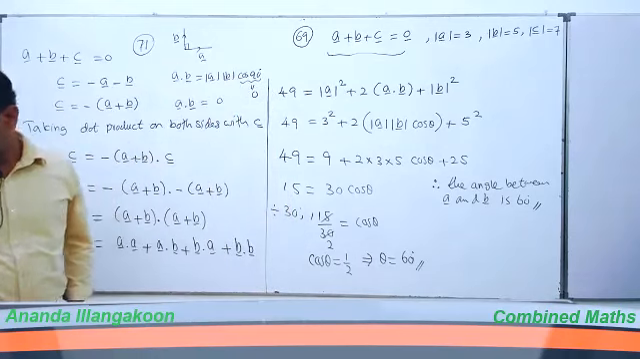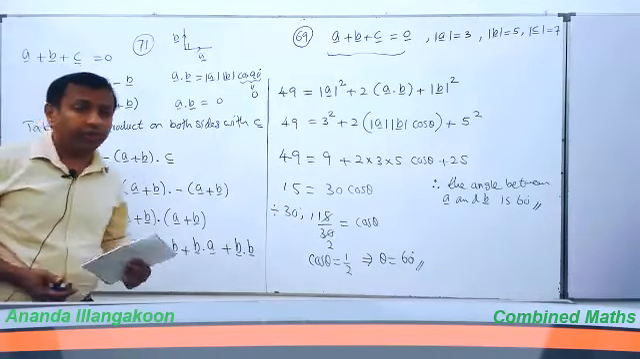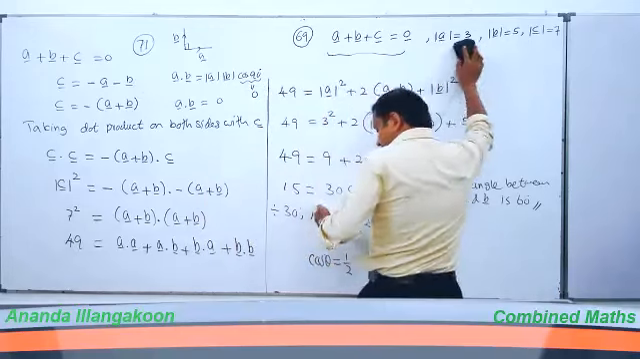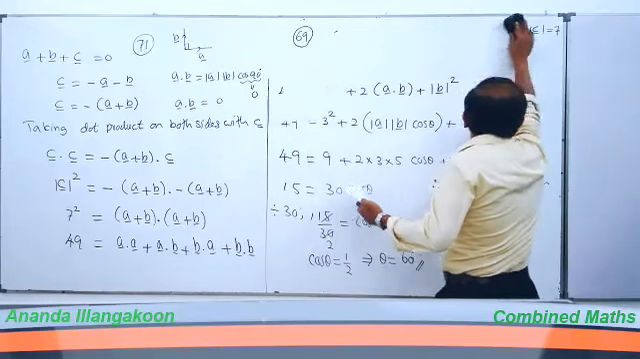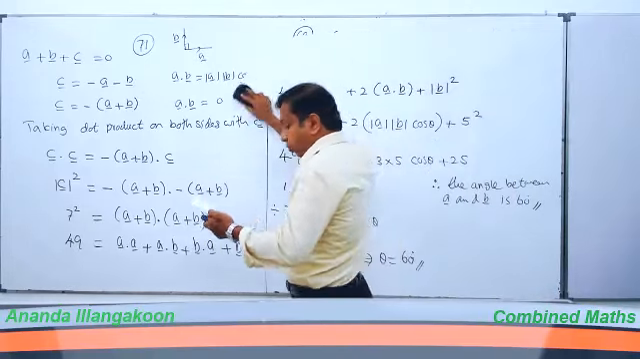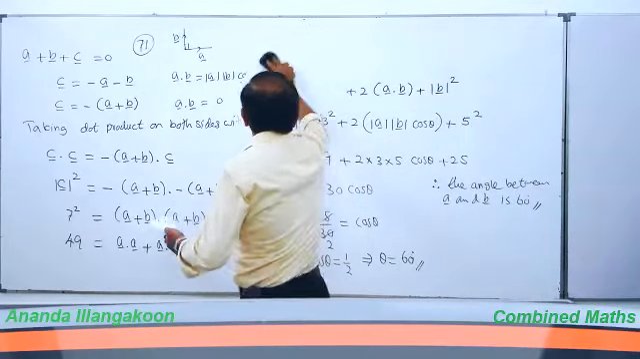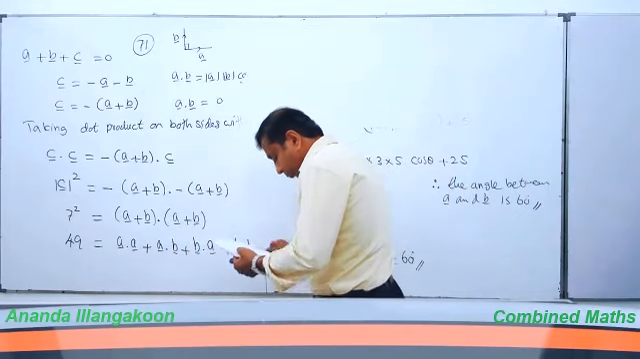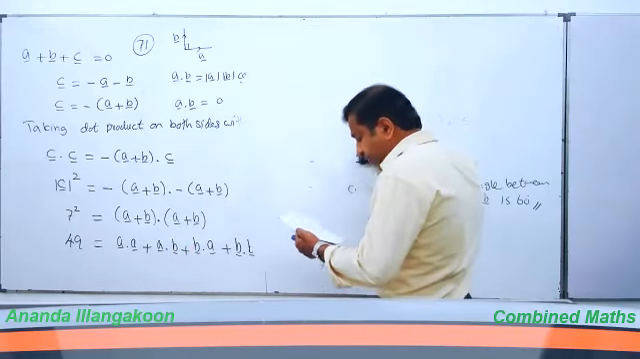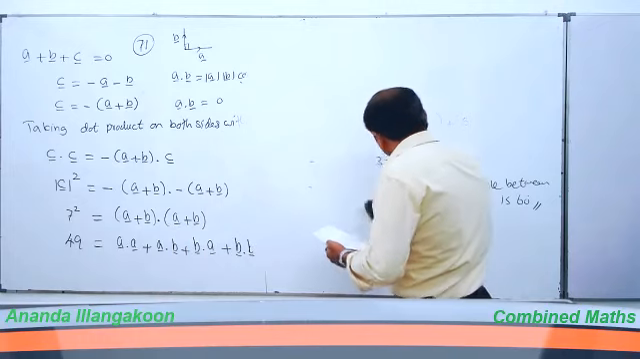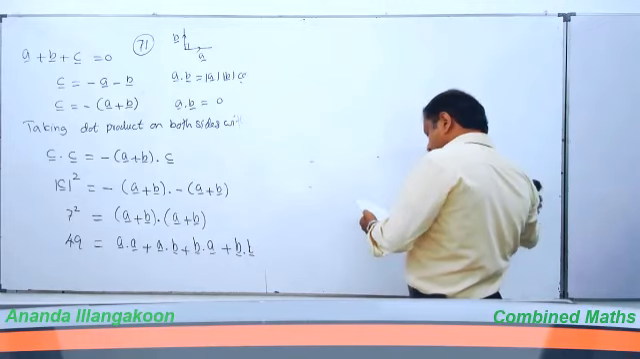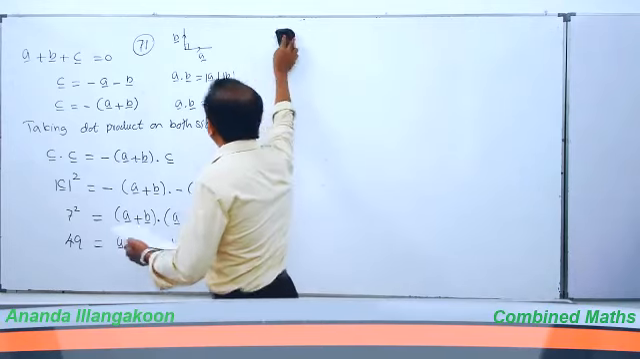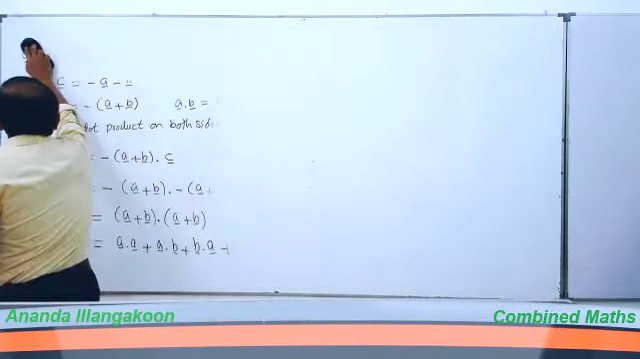Now, this time it is asking to prove, when A and B are two vectors perpendicular to each other, then A plus B mod perfect square is equal to A minus B mod perfect square. That's what it is asking to prove.